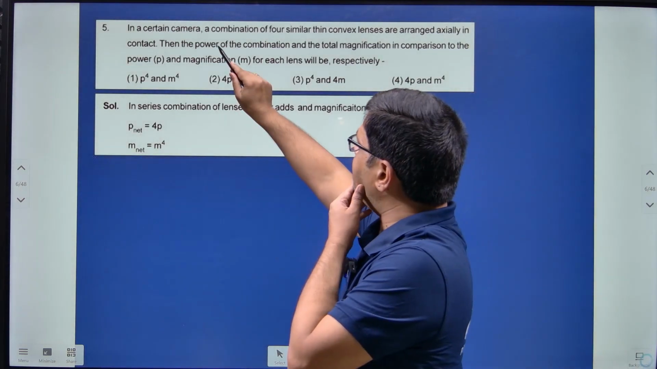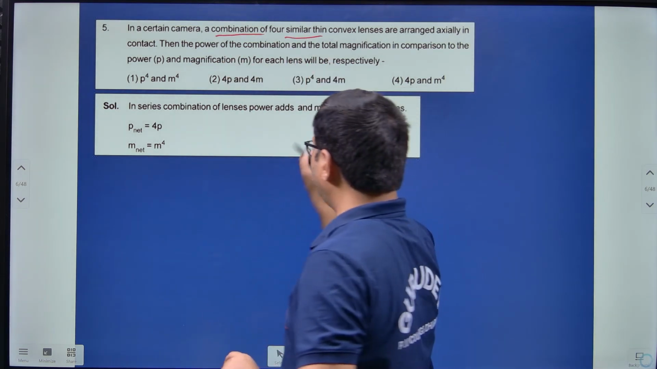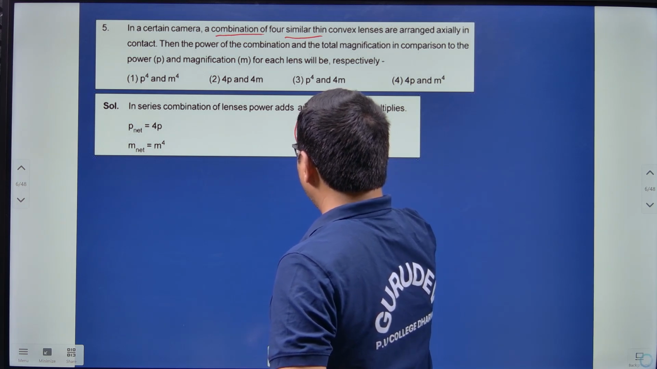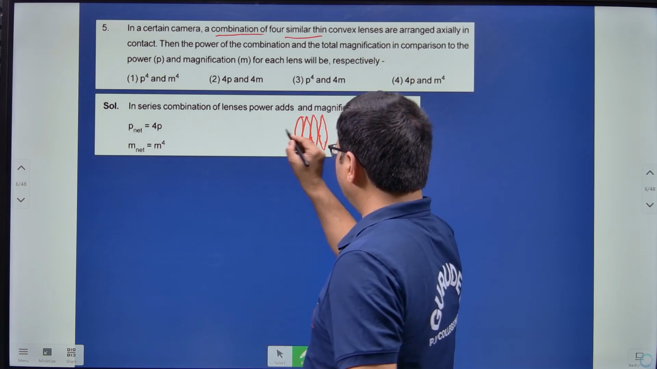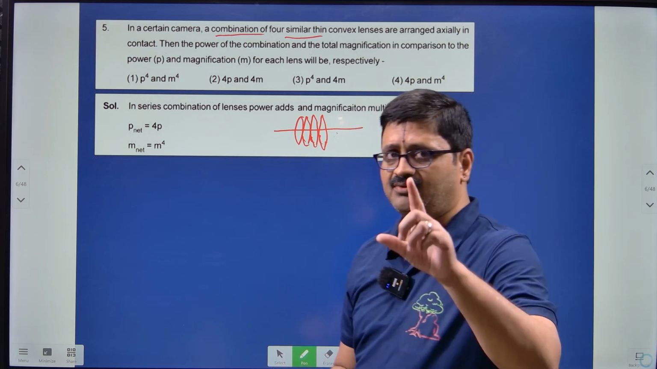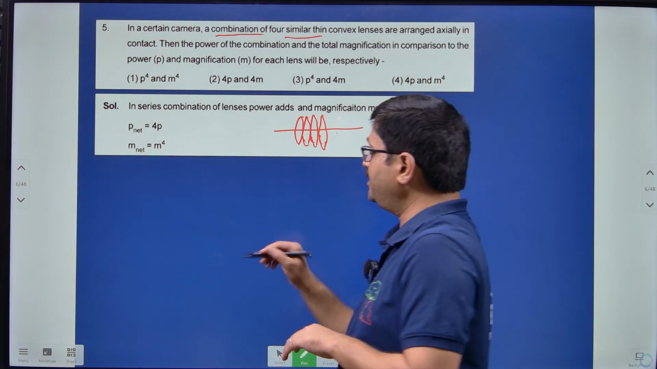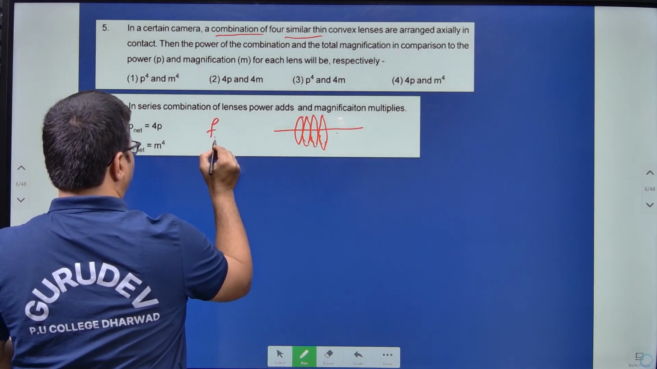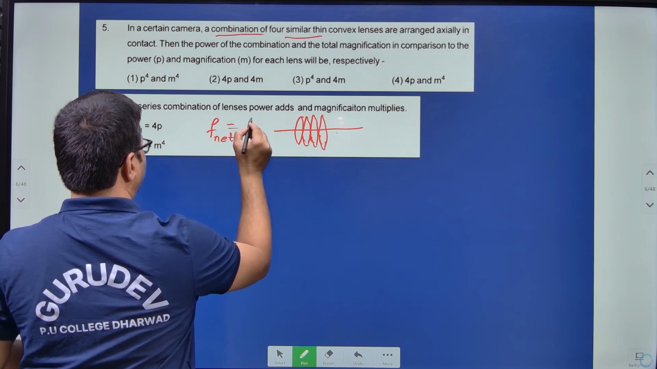In a certain camera, a combination of 4 similar lenses. 4 lenses are there. Remember, combination of 4 lenses we are supposed to consider. 2, 3, then 4. Let us consider 4 different lenses placed coaxially like this. Now in this case, what should be the equivalent or net power here? Net power, equivalent focal length should be equal to what? F net.